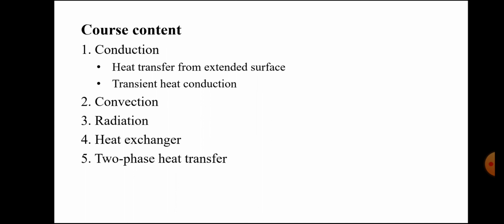Then the second chapter in module 1 is transient heat conduction. In the first chapter we considered steady state condition, but in transient heat conduction we normally consider the unsteady state condition. In unsteady state condition, we are going to derive the equation for the lumped parameter analysis. Now we are going to discuss module 2, convection.